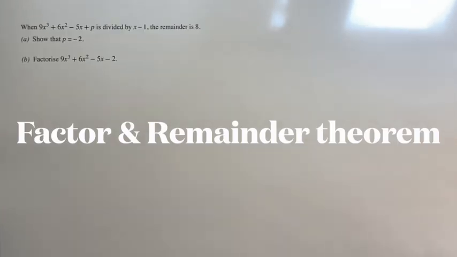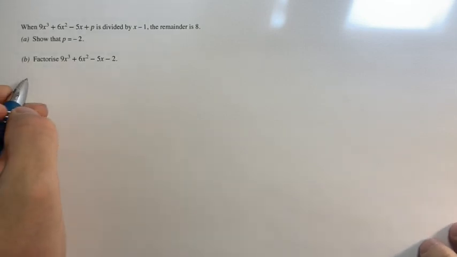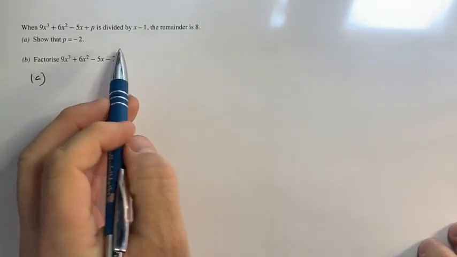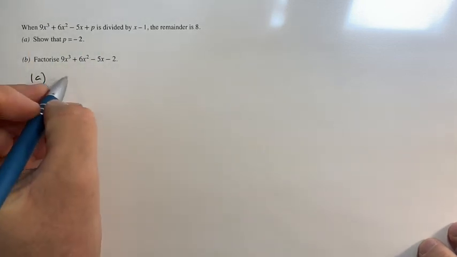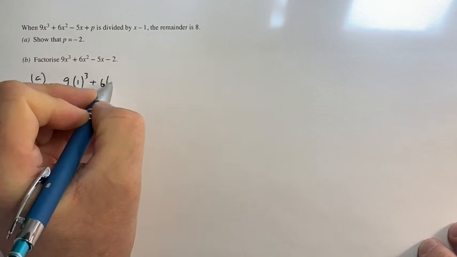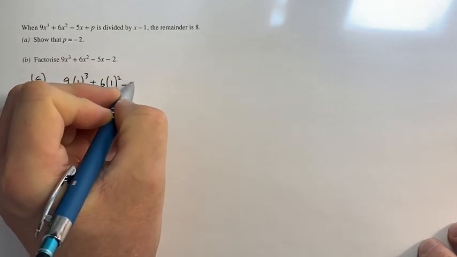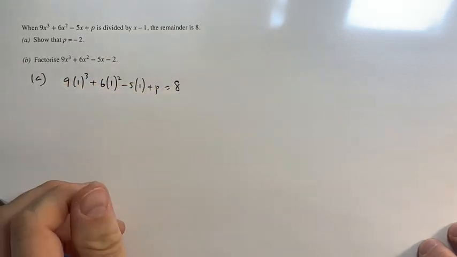So here we have a question revolving around the factor theorem and remainder theorem. In part A, we are told that when we divide by x minus 1, in other words, when I put 1 into that equation, I should come out with the remainder of 8.